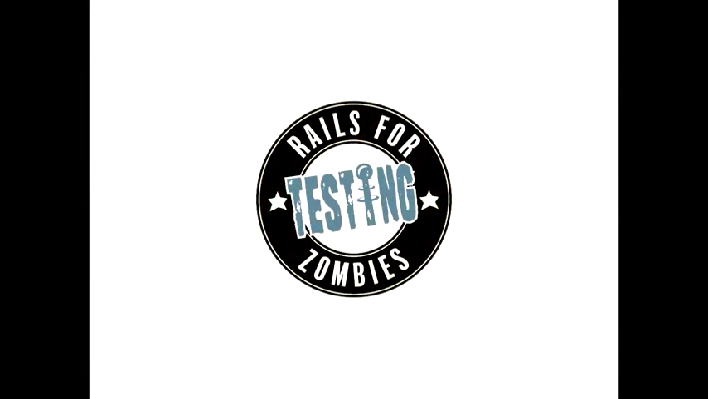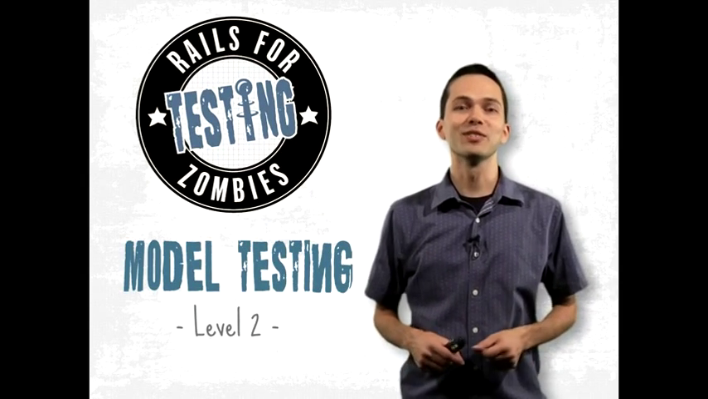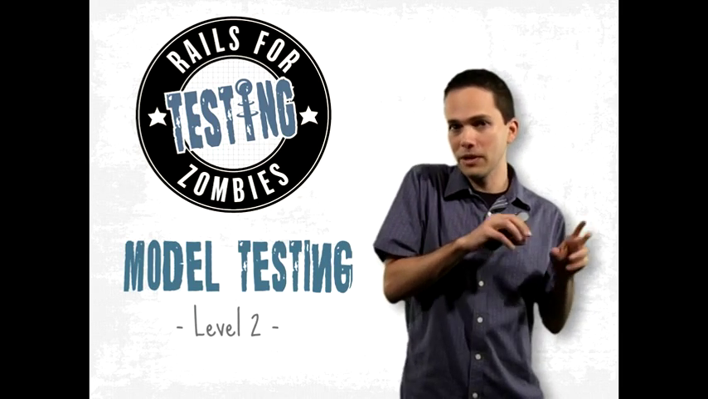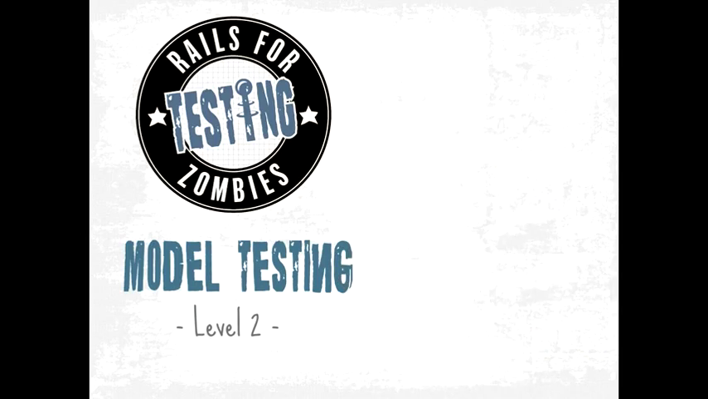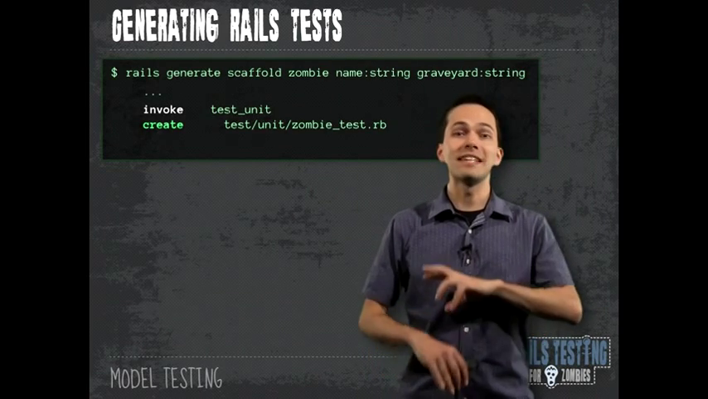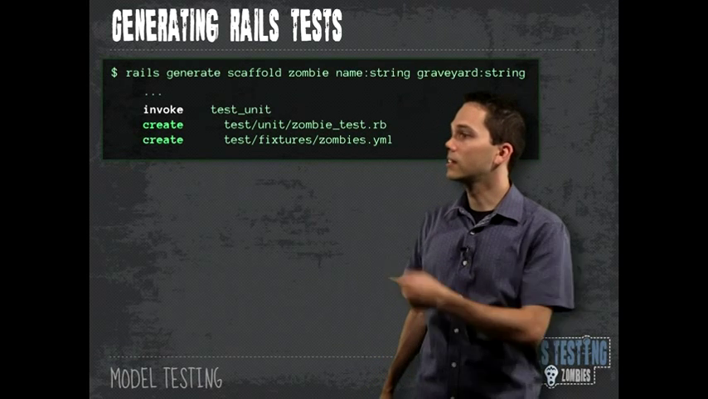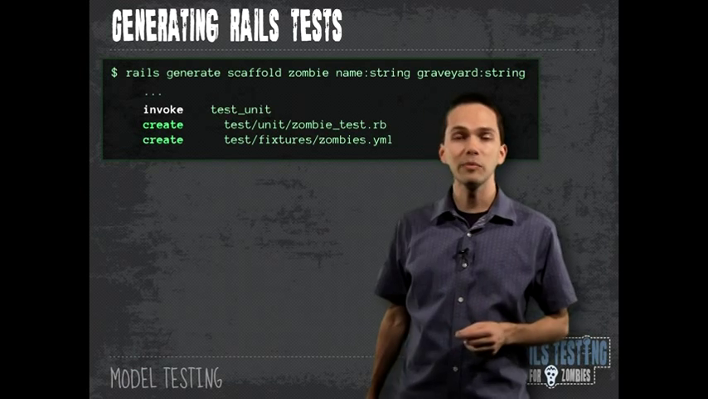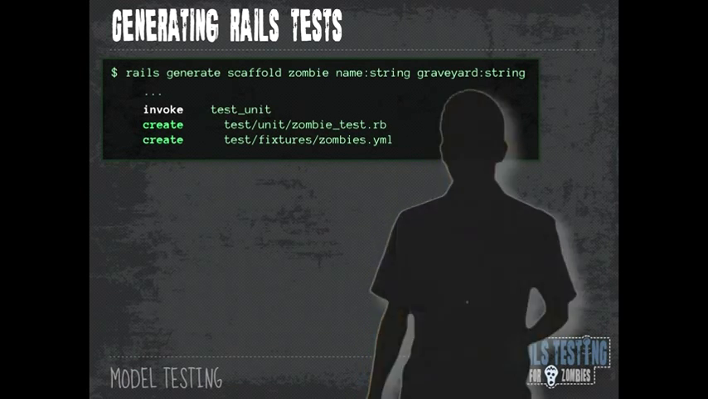You're watching Rails Testing for Zombies, and this is level 2, where we're going to be talking about model testing. So we're going to take what you know about unit testing and figure out how to test our Active Record models inside of our Rails app. When we run rails generate scaffold inside of our Rails app, it generates a bunch of files for us, some of which may be tests. You can see here it generated a test/unit/zombie_test.rb.